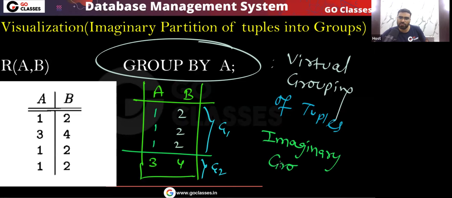Imaginary grouping. For understanding, you can think of it like this: all these tuples are in one group, and all these tuples are in another group, because we are grouping by A. Based on A, we are grouping. So these are in one group and this is in another group. So two groups will be created. Is this clear? Very simple.